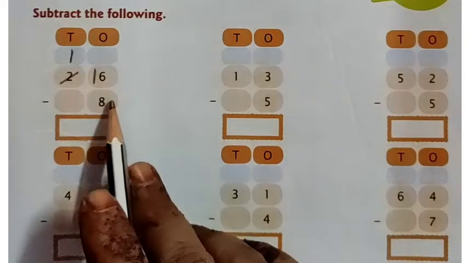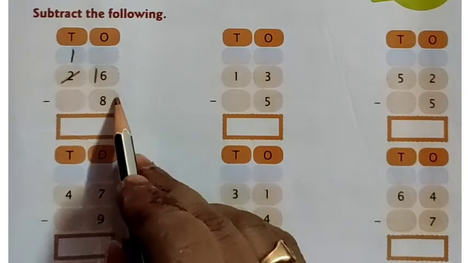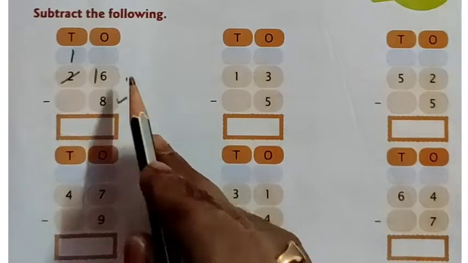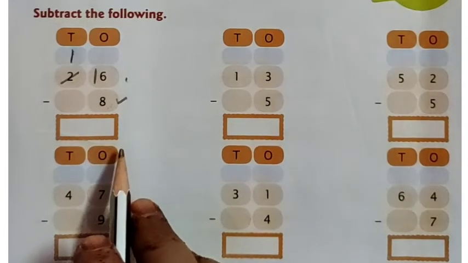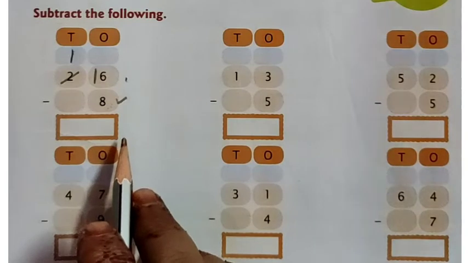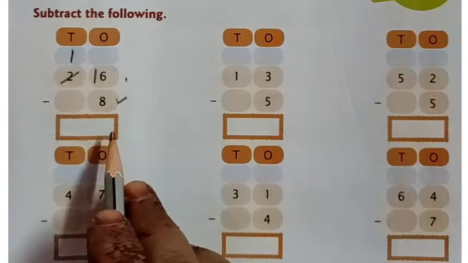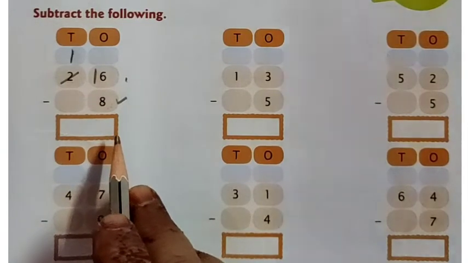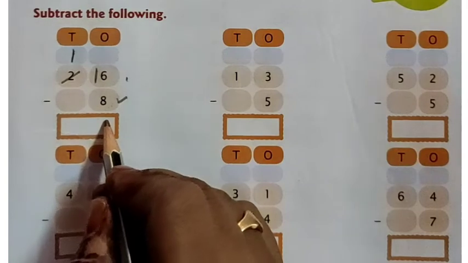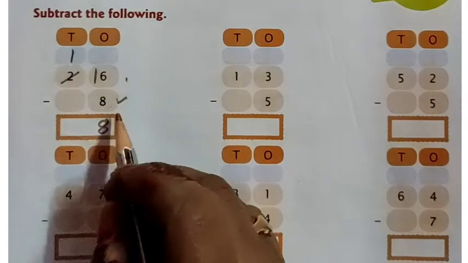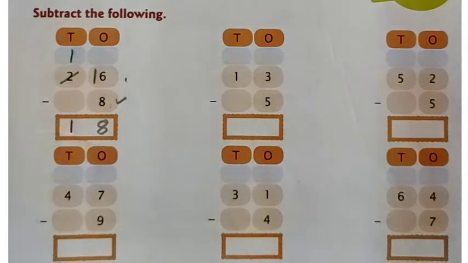Now start after 8 and stop at 16. See, after 8 you have to start and stop at 16. Now close all your fingers. When you are counting, open your fingers. After 8: 9, 10, 11, 12, 13, 14, 15, 16. How many fingers did you open, children? It is 8. Write down 8 in the ones place and write 1 as it is in the tens place.